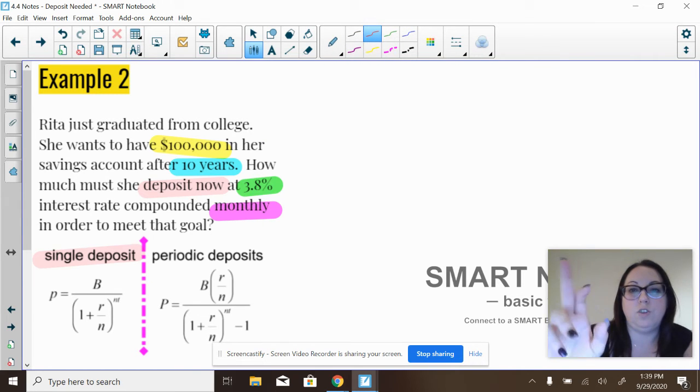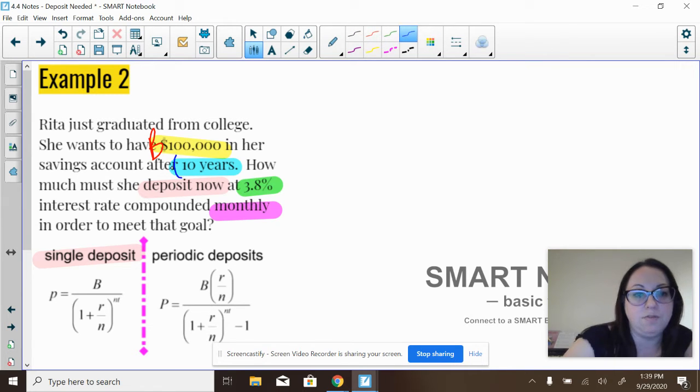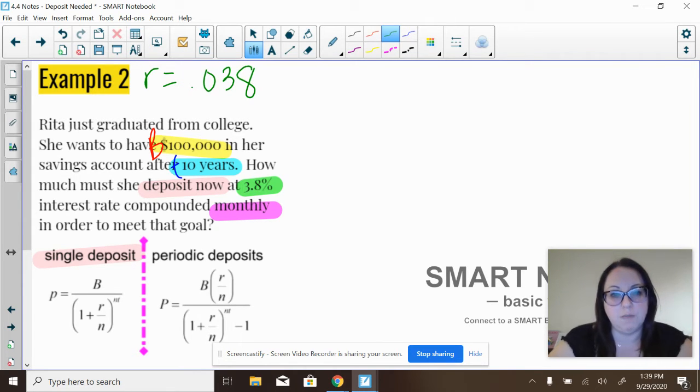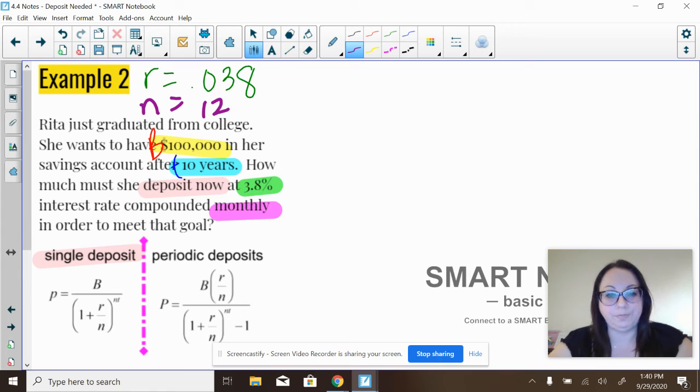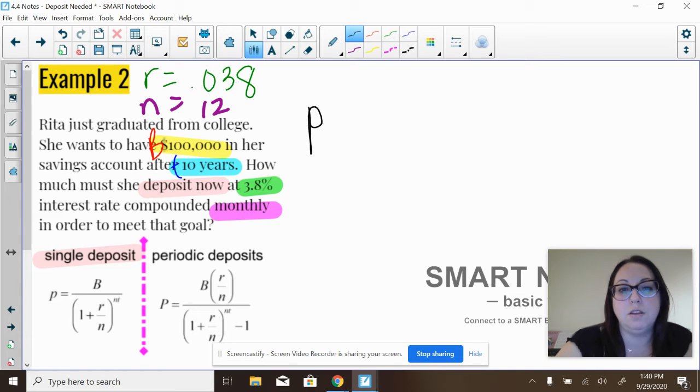Just like we did on that last one, we've got the balance of $100,000. We've got a time value of 10 years. We've got an interest rate, and I'm going to go ahead and convert that, you guys. If you are still lost on converting those decimals, just remember you divide by 100. You can go check me. That should be 0.038. And I need the compounding time, and it says it's compounded monthly. So monthly should be 12. Beautiful. I have my B, my R, my N, and my T. And so I can plug into that formula on the left to find my deposit amount.